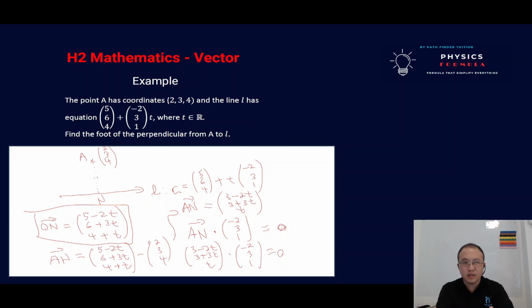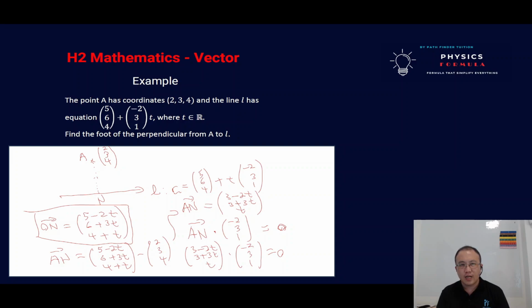So this is how we find the foot of perpendicular. We have to make use of a few things. Number one, the line on which the foot of perpendicular lies is going to be the equation we use to represent the position vector of N.